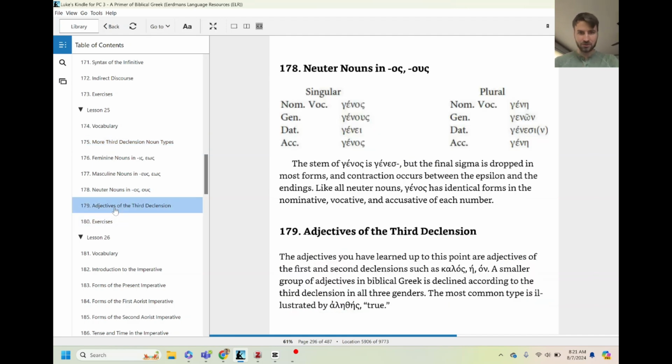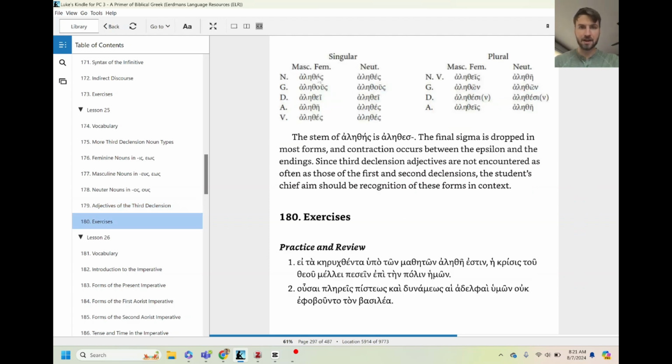And then there's also some third declension adjectives, and he gives the example of alethes here. But again, alethes is going to usually be attached to a noun, and so looking at that noun can help you parse and know what case alethes is in, based on what it's attached to. So again, just know that these irregular forms exist, so that when you see them in reading, they don't throw you off.